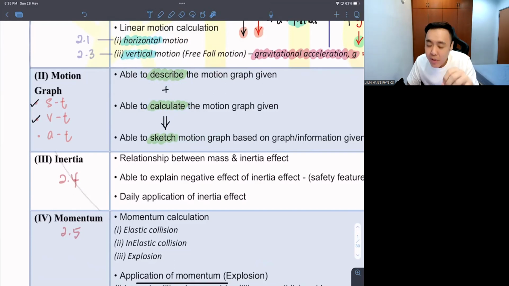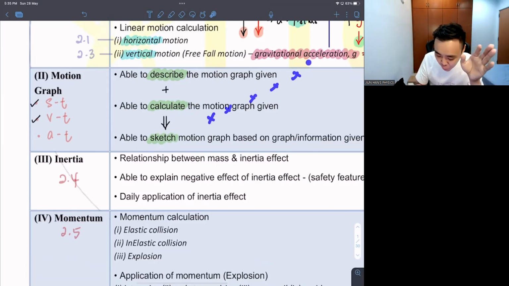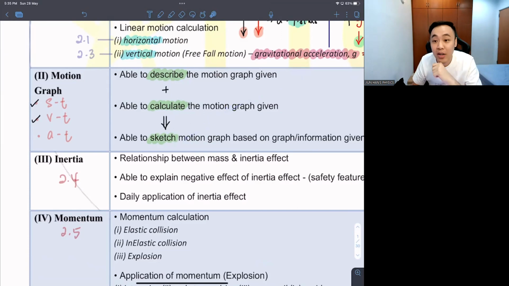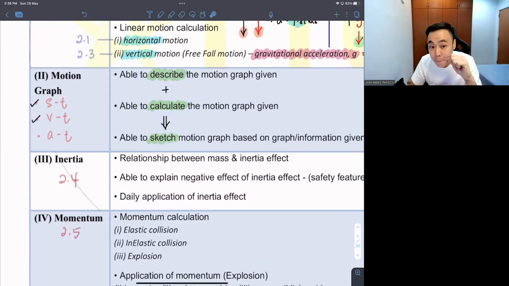Now, you know what is the difference between sketch and plot? Sketch and plot. Plot is you do it properly. You have to put the scale nicely, 0, 1, 2, 3, 4, 5, and then you put like X, X, X, X, X. You draw straight line, right? Plot is like that. Sketch, right? You just draw the overall shape, and then the important time, important values that will do. So that's why describe plus a bit of calculate becomes sketch. Understand?